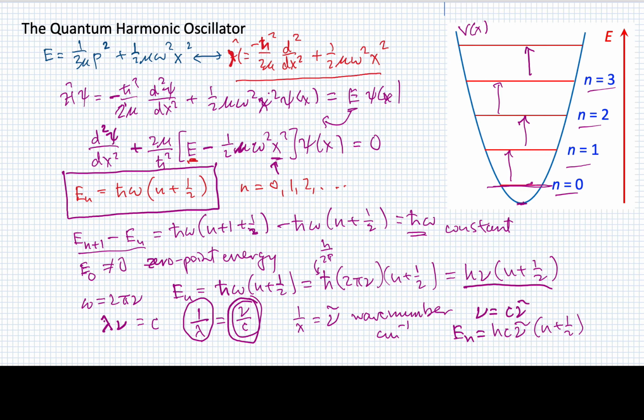So there are three different ways that we've shown here to write the energy levels of the harmonic oscillator, but they really only vary in the units that you would express them in. So we would typically use this one if we wanted to express the energy in units of inverse centimeters. We might use this one if we wanted to express the energy in terms of, for example, inverse seconds.